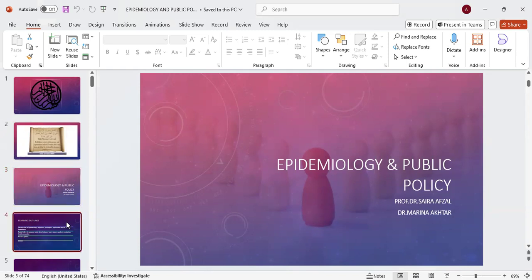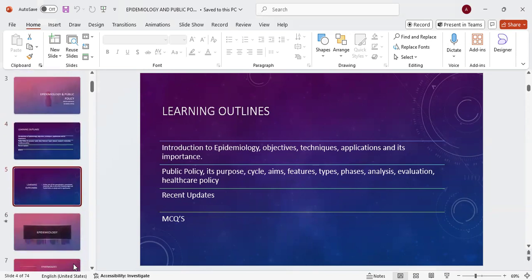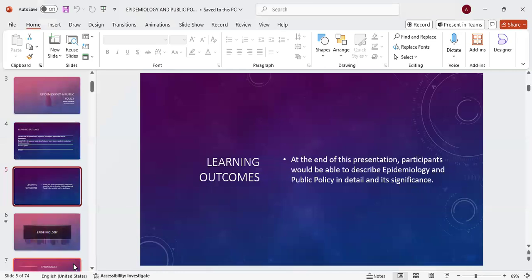Saira Afzal. Learning outlines: introduction to epidemiology, objectives, techniques, application, and its importance. Public policy, its purpose, cycle, aims, features, types, phases, analysis, evaluation, healthcare policies, recent updates, and MCQs. Learning outcomes: at the end of this presentation, participants will be able to describe epidemiology and public policy in detail and their significance.